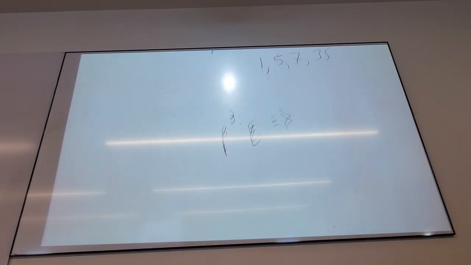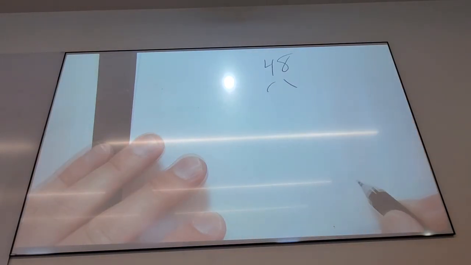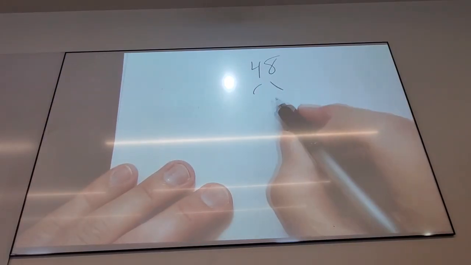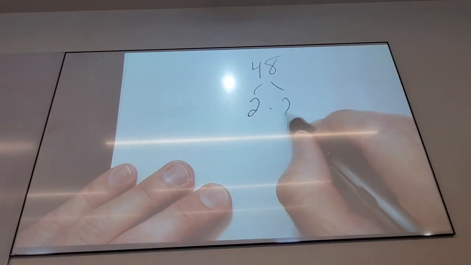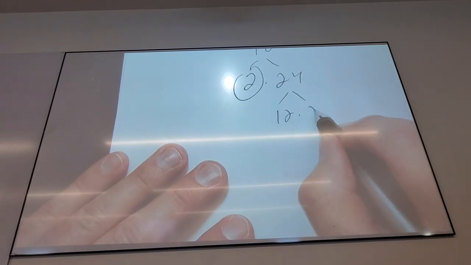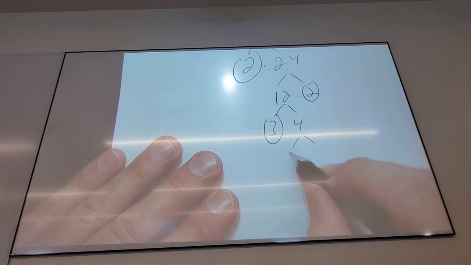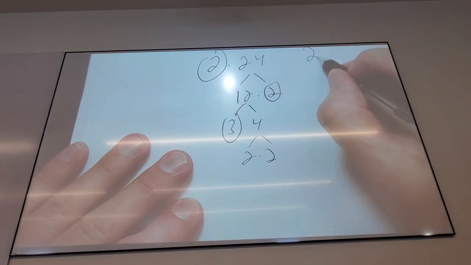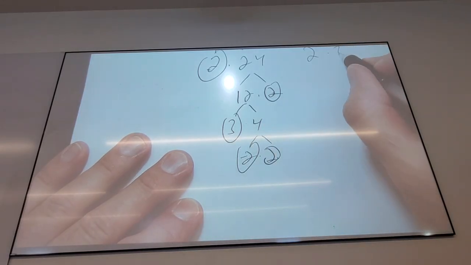Here, let me show you something tangentially related. Can you guys help me out? 48. Give me a way to factor 48. 2 and 24. Okay, cool. Keep going. 24 is 12 times 2. Keep going. 3 and 4. Keep going. 2 and 2. I like it. So this is 2. Let's see. 1, 2, 3, 4. And then 3, yes?